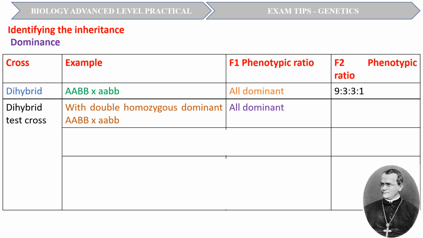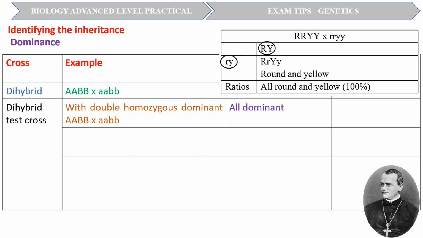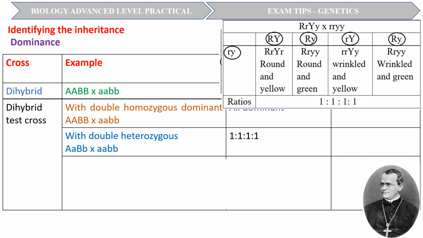First, the double dominant phenotypes are double homozygous. Here, all the F1 will show the double dominant phenotype, as shown on the example. Second, the double dominant phenotypes are heterozygous. The F1 phenotypic ratios will be 1:1:1:1. See the example. What is important here is to keep the ratio.